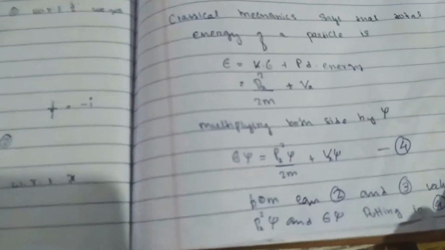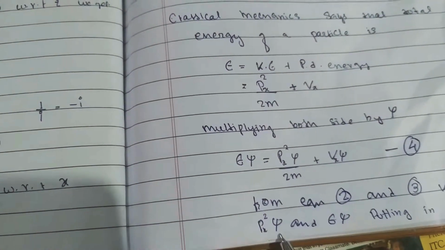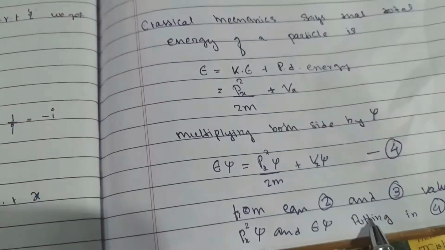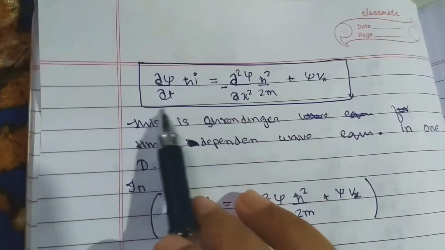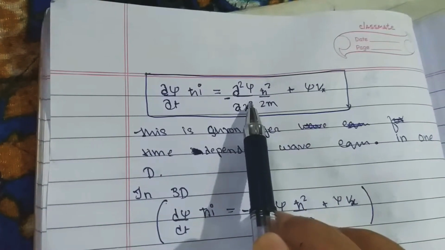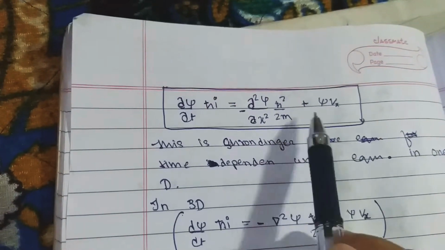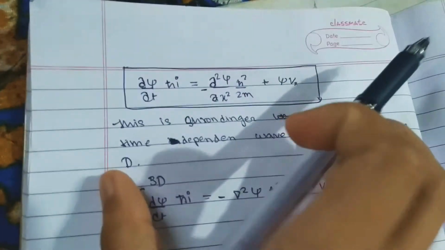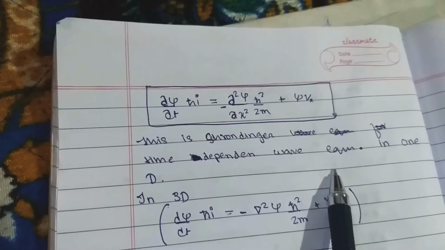Now before, we evaluated the value of momentum square psi and E psi, that is total energy psi. Putting this in equation 4, we get i h cut d psi by dt equals minus h cut square by 2m times the double derivative of psi with respect to x plus V, the potential energy, times psi. This equation is the actual Schrodinger time-dependent wave equation in 1D.